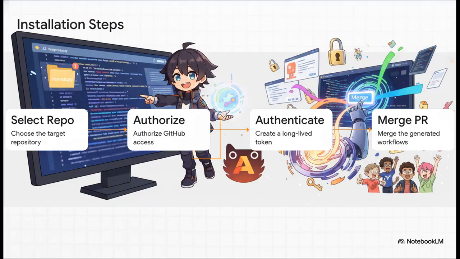Once you trigger it, Claude guides you through this rapid four-step flow. First, it asks you directly in the terminal which repo you want to target. Next, it pops open a browser window asking you to authorize its access on GitHub. Then, it prompts you to authenticate with Anthropic to generate a secure token. Finally, and honestly, this is the coolest part, Claude literally writes its own pull request in your repository containing the YAML files for two new GitHub Actions. Once you merge that PR, the whole shebang is 100% set up.